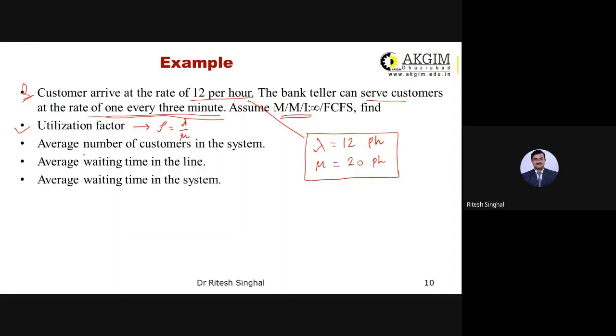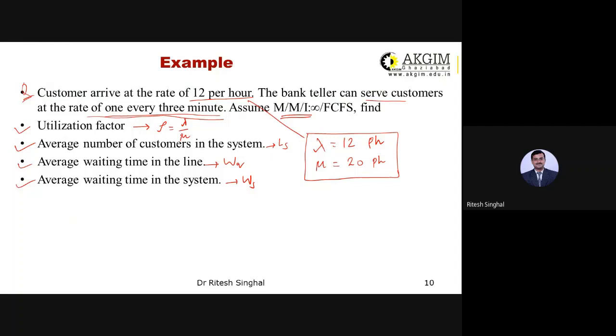Then we have the average number of customers in the system, LS, waiting time in the line, WQ, and waiting time in the system, that is WS. This can be solved easily, and you can write the answers. Lambda and mu are given here in a very well defined format. So students, this is one important task: in each question you should clearly identify the values of lambda and mu. Otherwise the question will not go further.